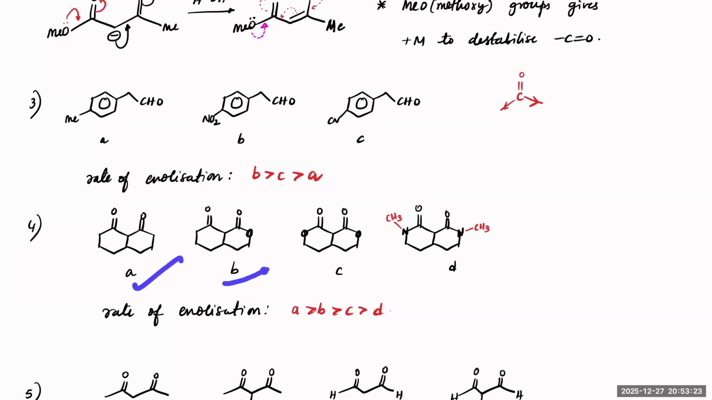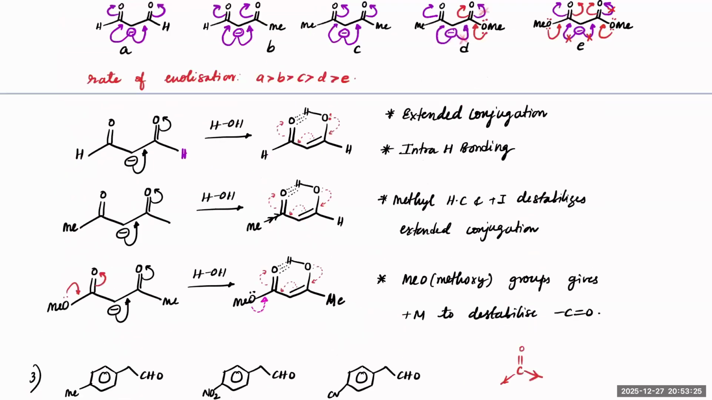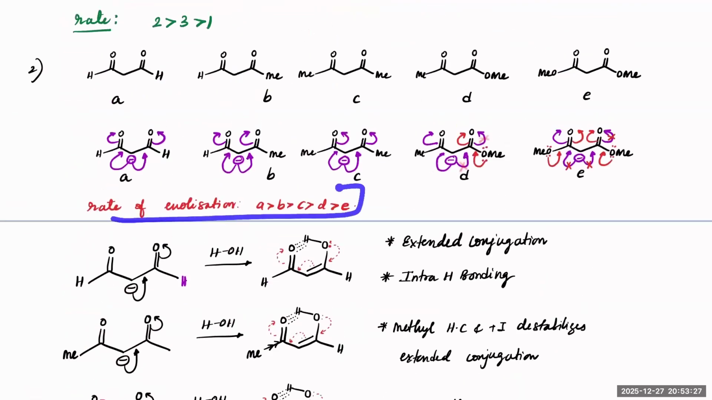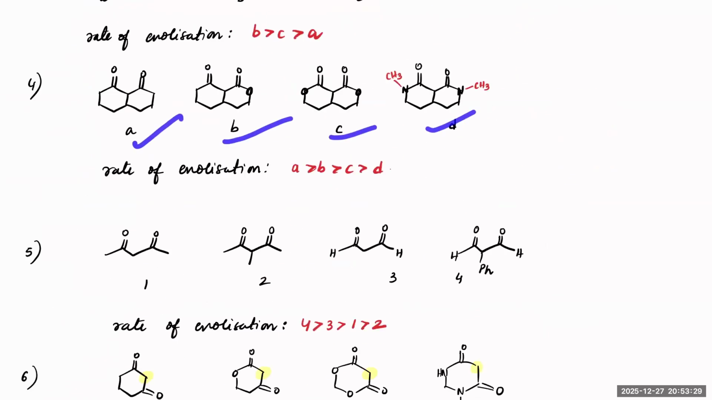Now notice A, B, C, D. A, B, C, D is very similar to the earlier first, the second case here. So here you can see there are only diketones. Here we have keto and ester, diesters, diamides. Diamides are the worst in tautomerism. So therefore A, B, C, D.